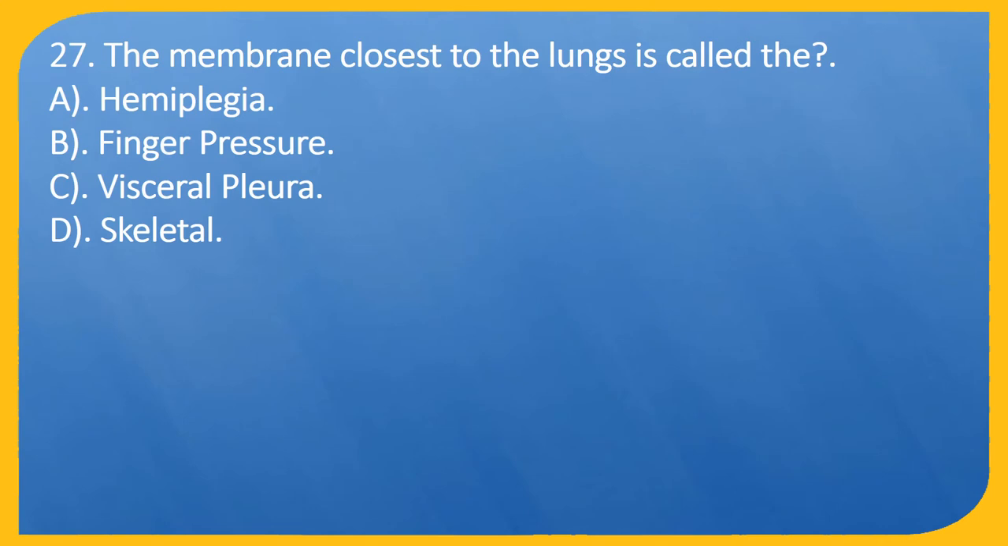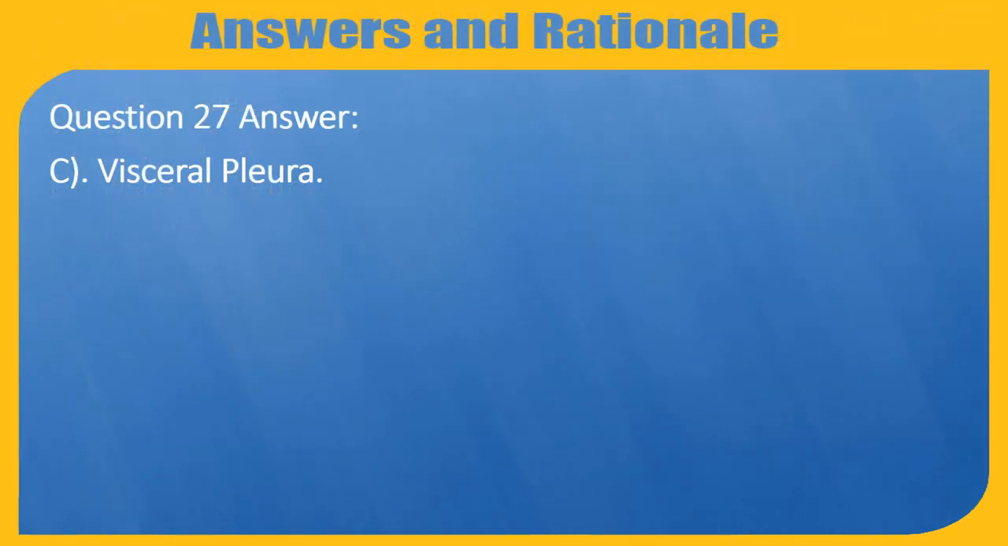Question 27. The membrane closest to the lungs is called the A. Hemiplegia. B. Finger pressure. C. Visceral pleura. D. Skeletal. Question 27. Answer. C. Visceral pleura.